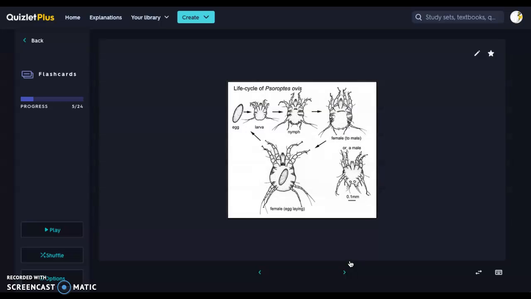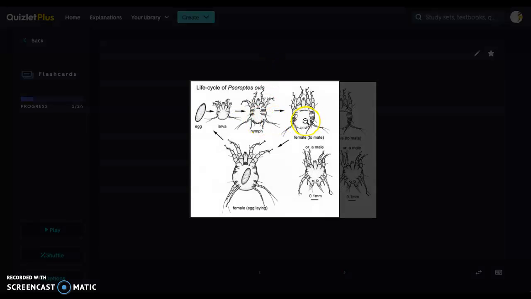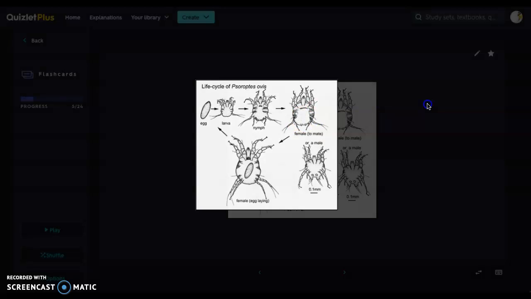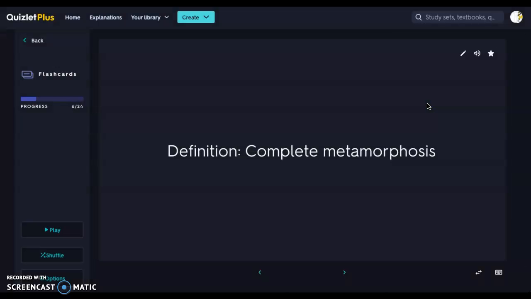So there is a picture of that. Here is a mite. Here's the egg, the larva, the nymph. Here's a female, and then the male is right there. So not too much difference in there. But the female is that larger size because it's going to carry that egg. So it looks like that right there. Again, you have egg, larva, nymph, female or adult. Okay, that is incomplete metamorphosis.